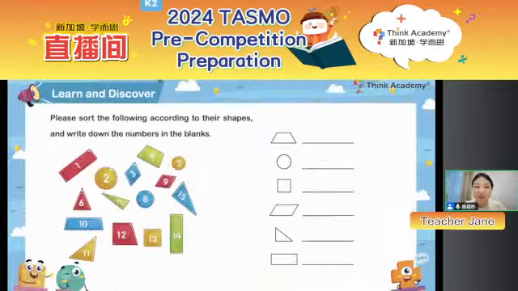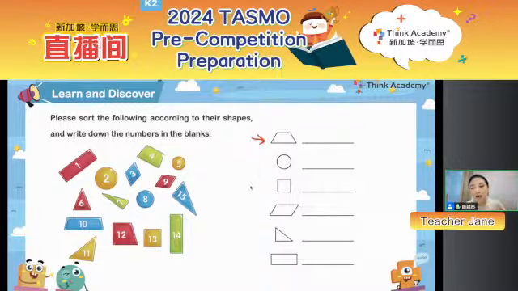So everyone, firstly, have a look at this question. Please sort the following according to their shapes and write down the numbers in the blanks. Okay, everyone, although I cannot hear you, you can tell me what shapes they are, right? Let's start from the first one. This is a trapezium. You can also call it a trapezoid, right? There are 2 names for this kind of shape. It means that there's 1 pair of parallel sides, and the other pair are not parallel, then we can call it a trapezium. And then the second one, everyone tell me what shape is it?